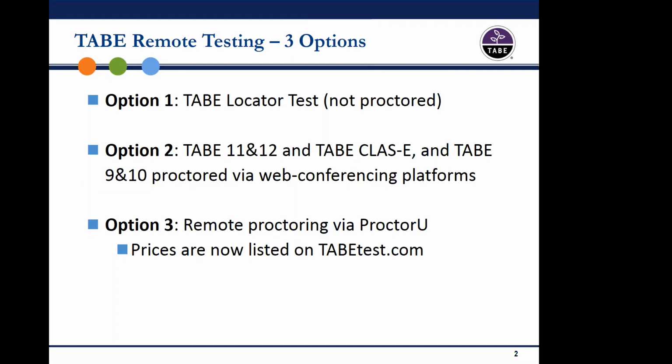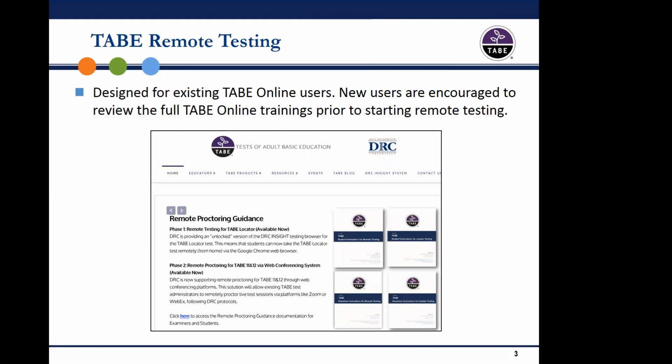Option 1 is the ability to do just the locator test in an unproctored environment. We have some guidance materials available on our website if you'd like to assign the locator test only to students. That has some options to do that in an unproctored environment. But we're going to spend most of the session on option 2, and that's remote proctoring the full TABE 11 and 12, or as I mentioned, TABE Class C test through web conferencing platforms.